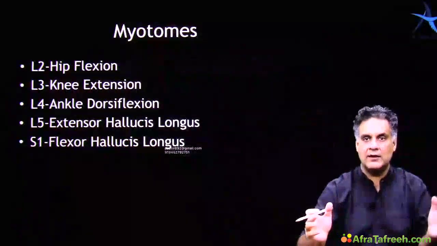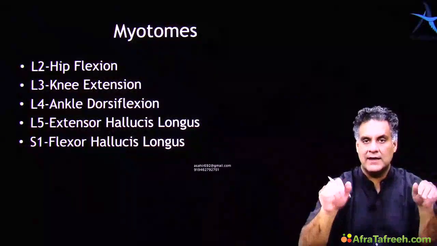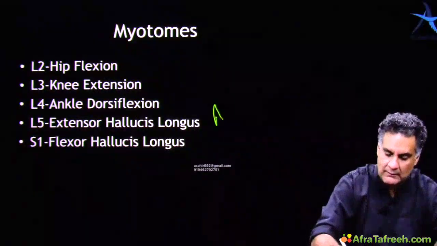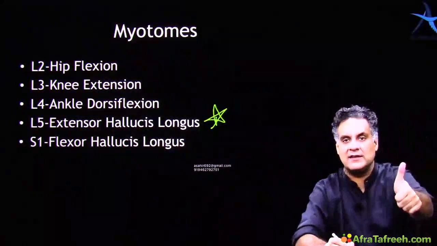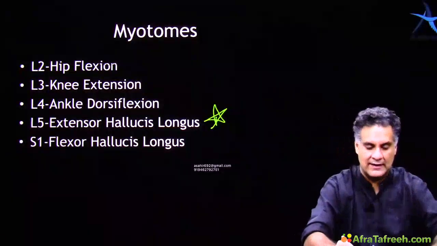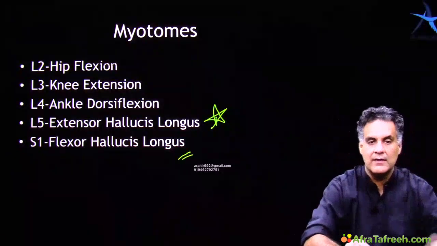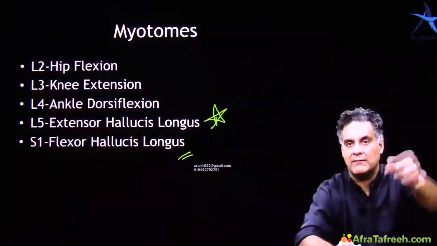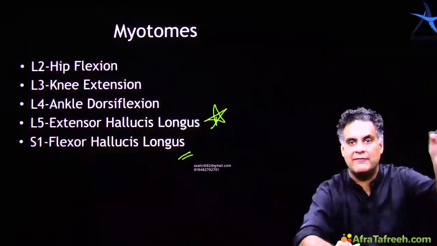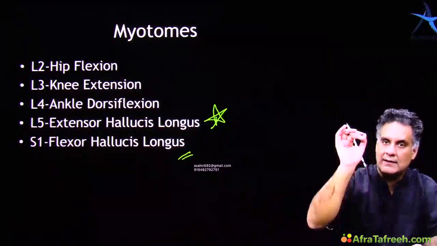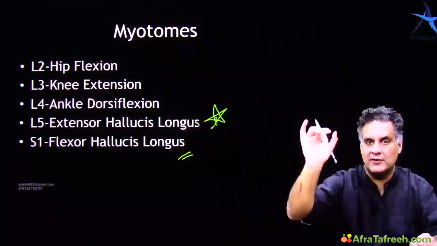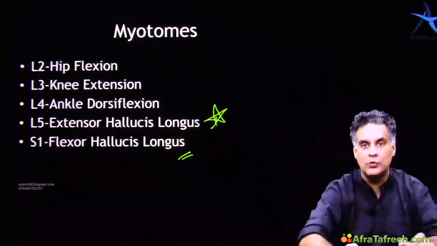And when you look at the lower limb, L2 is hip flexion. L3 is knee extension. L4 is ankle dorsiflexion, but what you need to remember, L5 is extension of the great toe, called extensor hallucis longus, and S1 is flexor hallucis longus. Why did I ask you to remember L5? Because it is the most commonly compressed nerve. Why? Because the most common disc prolapse described is L4, L5. And the disc will always compress the lower nerve root. So L4, L5 disc will compress the L5 nerve root as a rule.